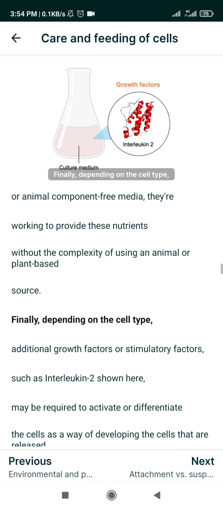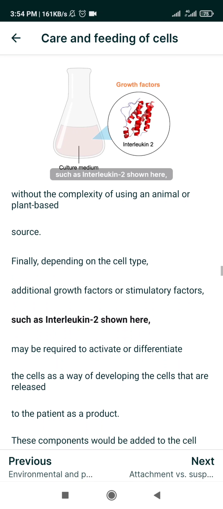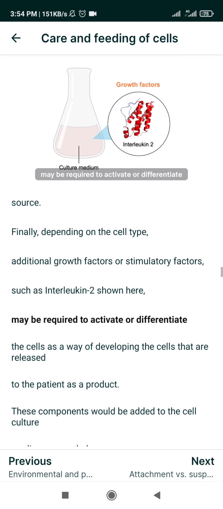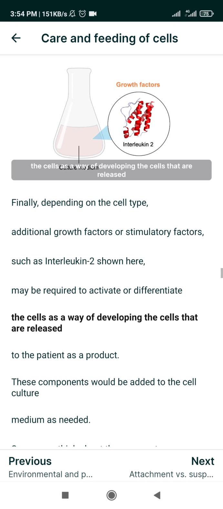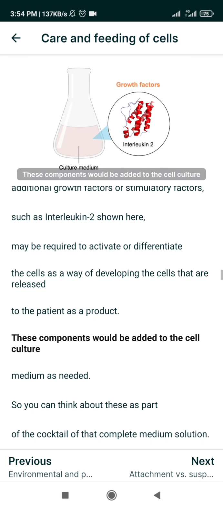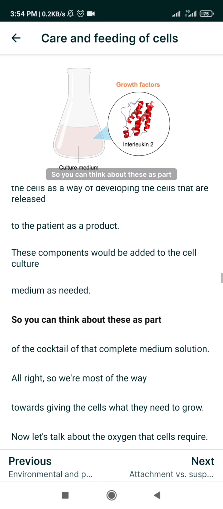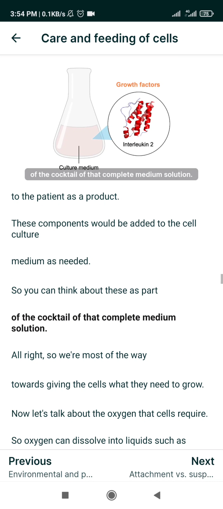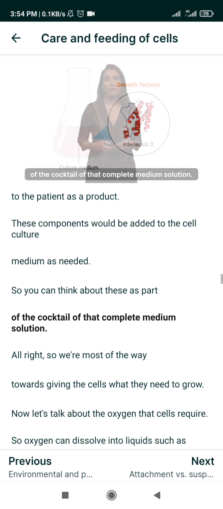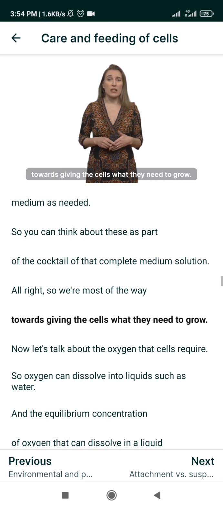Finally, depending on the cell type, additional growth factors or stimulatory factors, such as interleukin-2 shown here, may be required to activate or differentiate the cells as a way of developing the cells that are released to the patient as a product. These components would be added to the cell culture medium as needed, so you can think about these as part of the cocktail of that complete medium solution. All right, so we're most of the way towards giving the cells what they need to grow.